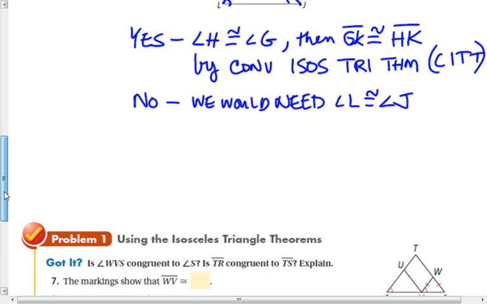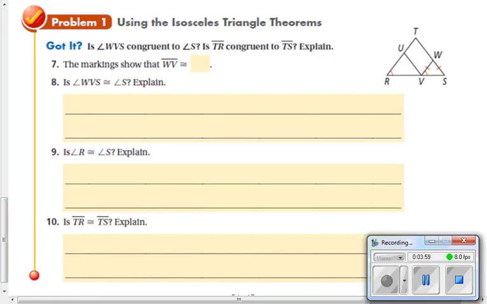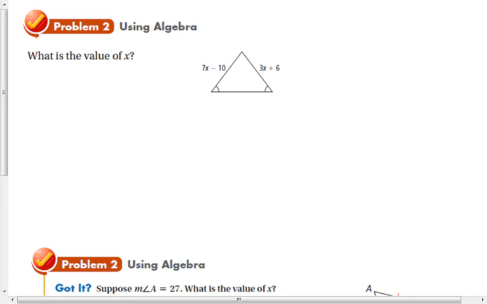All right, I'm going to let you try applying that isosceles triangle theorem. All right, so what is the value of x? We're going to use the isosceles triangle theorem, one of them, to figure that out here.